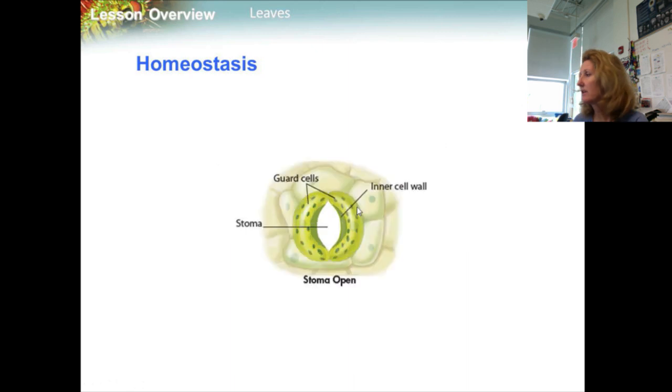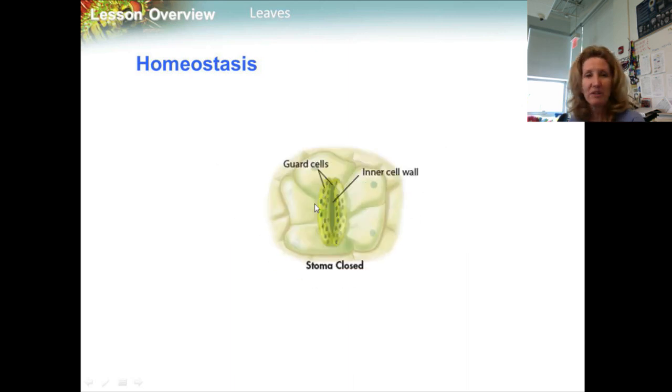When water is scarce, though, I should have clicked over, sorry. When water is scarce, water pressure within the cell decreases. The inner walls pull together and then the stomata close. This reduces further water loss by limiting transpiration. In general, stomata are open during the daytime when photosynthesis is active and closed at night when open stomata would only lead to water loss. However, stomata may be closed even in bright sunlight during hot, dry conditions in which water conservation is a matter of life and death. Guard cells can respond to conditions in the environment such as wind and temperature, helping to maintain homeostasis within a leaf.